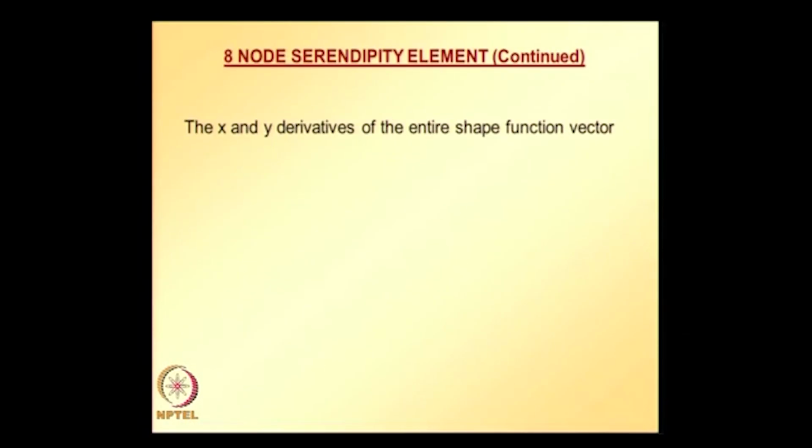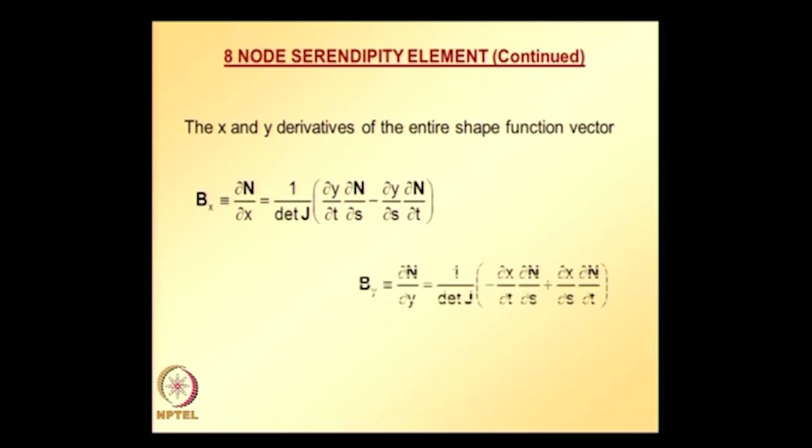And also we require the x y derivatives of the entire shape function vector. Whatever we calculated are shape function vector derivatives with respect to s and t, but we also require them with respect to x and y. So, we can obtain that using the chain rule or through this relation: Bx, that is the shape function vector derivative with respect to x, similarly the shape function vector derivative with respect to y.